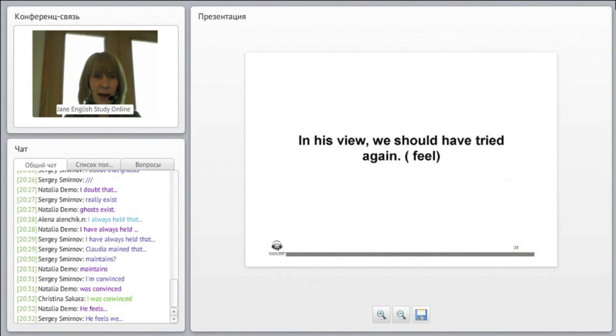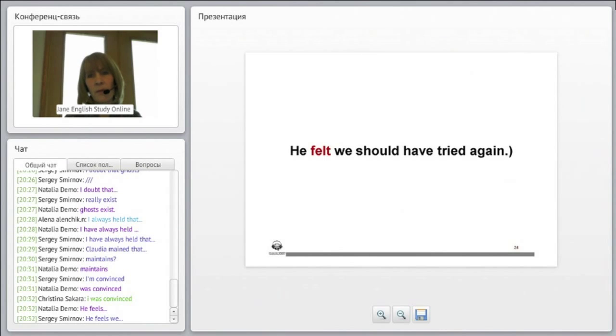or they put it in the past tense. Let me go back and look. He should have tried. Okay, because of the should, they put it in the past. He should have tried. But I think you can also say he feels we should have tried again. He felt, it all depends on the context. He felt we should have tried again, or he feels we should have tried again. Good.